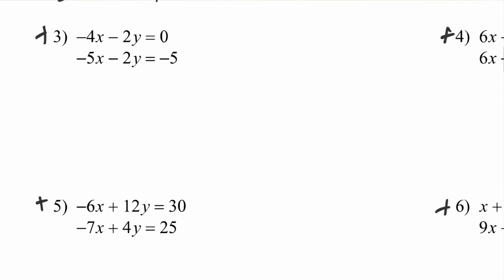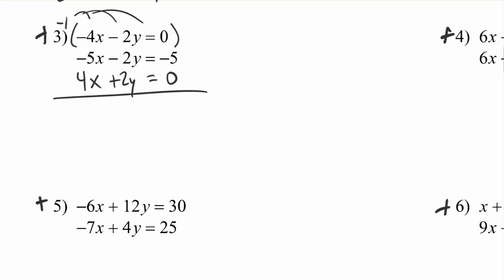Question 3. Now, I can look at this top equation, and if I were to multiply this top equation by negative 1, so if we distributed a negative 1 to every term, we'd get positive 4x, positive 2y, and negative 1 times 0 still makes 0. So now, when I add these together, I've created opposites. Those will cancel. So negative 5x plus 4x makes negative x. So negative x equals negative 5. Divide by negative 1, and x equals 5.